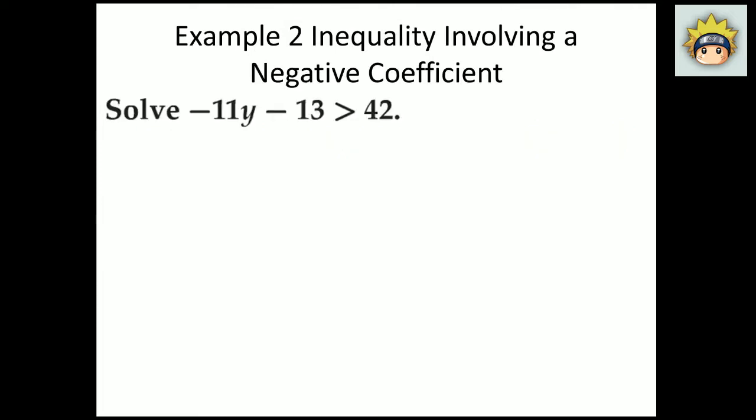Alright, so let's do example 2. Inequality involving a negative coefficient. Please spend this time to attempt this problem, and I will guide over this problem. My first step is always to write the original inequality: negative 11y minus 13 is greater than 42.